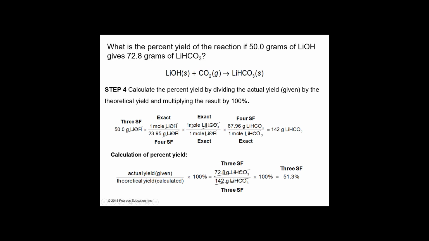And first and foremost, understand that limiting, theoretical, and percent yield, they all go together. So if you're dealing with one, most likely you're going to get the other steps too. So that would reinforce that this is the actual. And then we set it up, the actual over the theoretical times 100, and 51.3% yield. So this reaction, based on that mass amount, produced 51.3% out of 100%.